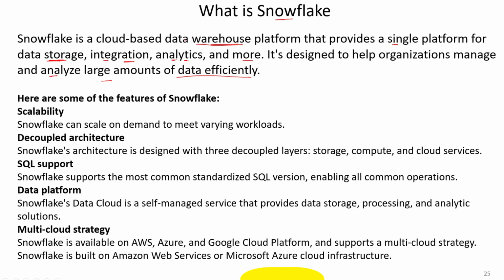So this is one more tool which can help us to analyze the data. And here are some of the features of Snowflake. First feature is scalability. Snowflake can scale on demand to meet varying workloads. Decoupled architecture: Snowflake's architecture is designed with three decoupled layers. So it has three layers. First is the storage layer, second is the compute layer, and third is cloud services.